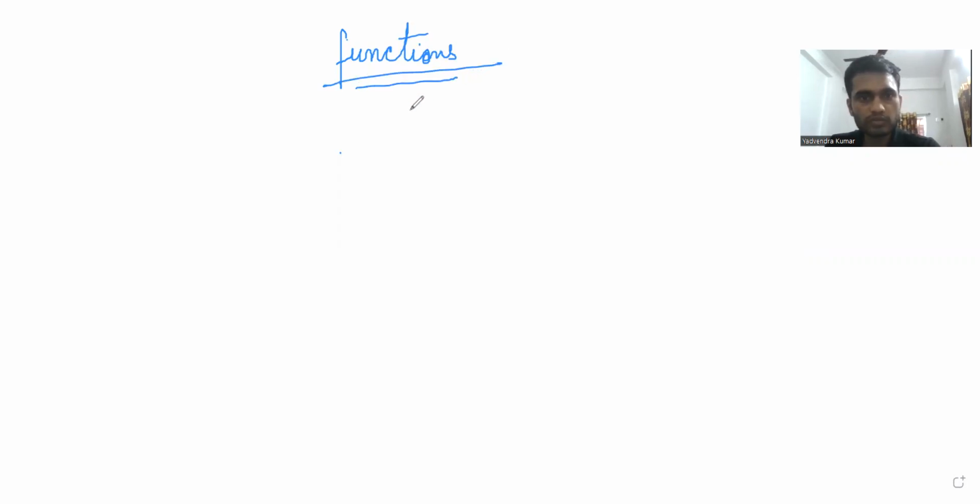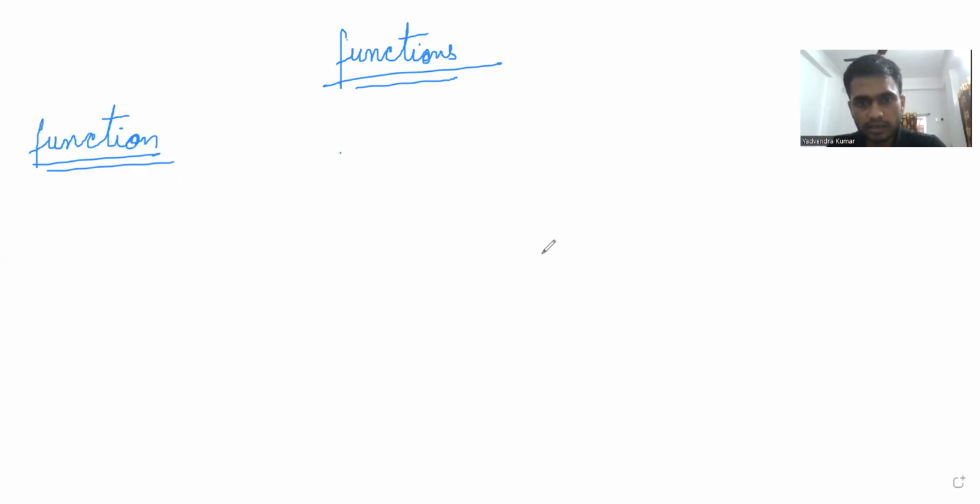Before coming to the mathematical definition of functions, we are actually familiar with the word function. We hear this in our day-to-day life, like some part of a machine is functioning or not functioning, and the function of a machine is good, sometimes the function of a machine is not good, right? So we know the word function.